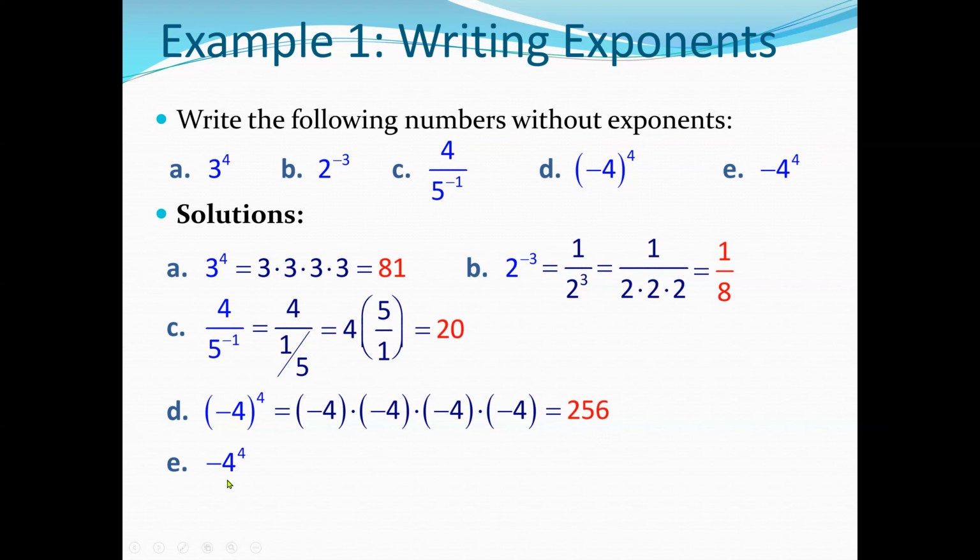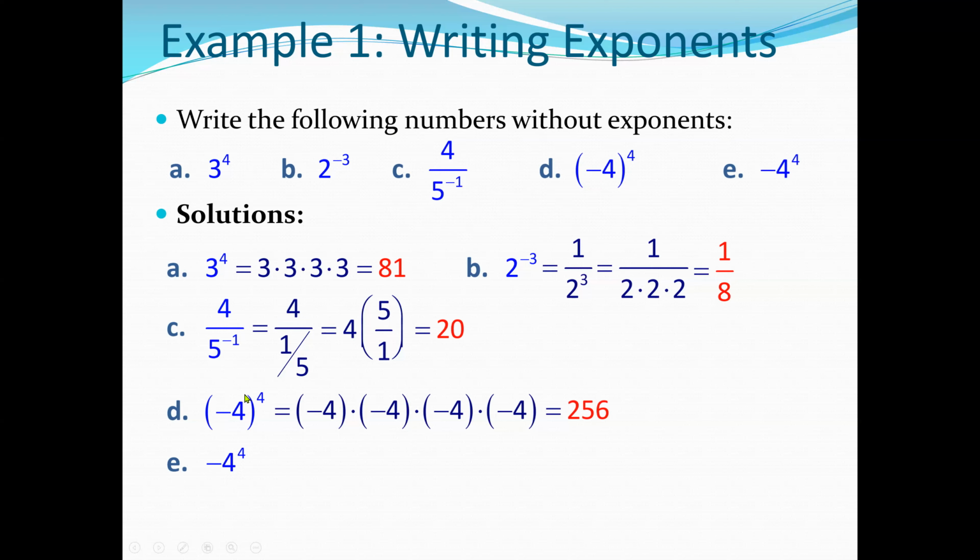Now in the next question, in the previous question, we had a parenthesis. So the exponent 4 affects the negative and also the 4. But this time we don't have a parenthesis, which means the exponent 4 affects only the value 4. It doesn't affect the negative. So the answer here will be negative.